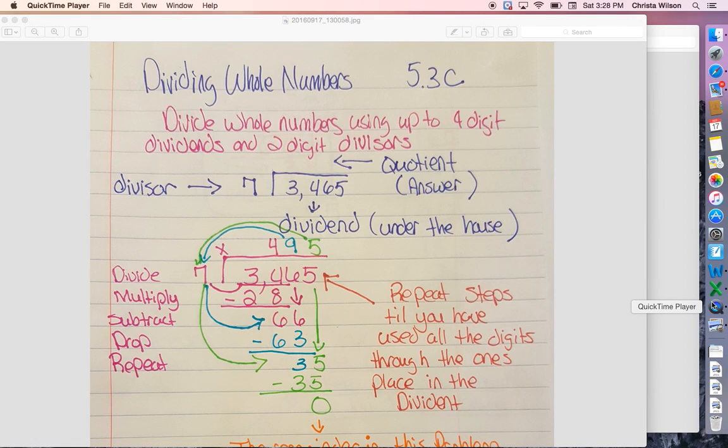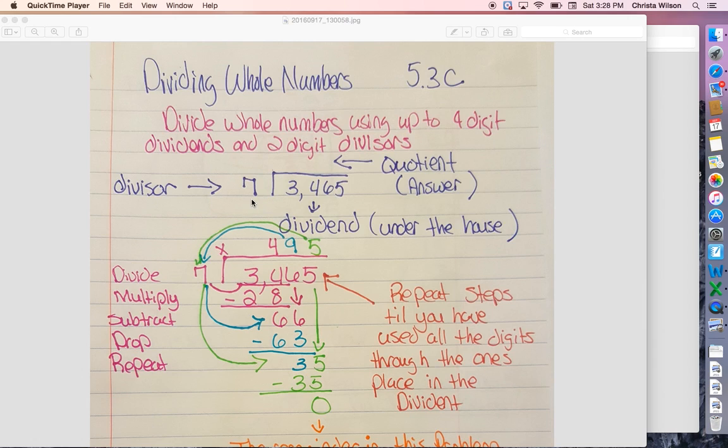In your math journal, you're going to be taking 2 pages of notes today on dividing whole numbers, and that is TEK 5.3c. Divide whole numbers using up to 4-digit dividends and 2-digit divisors. We're going to go through a problem with a 1-digit divisor, but let's review some of the vocabulary.